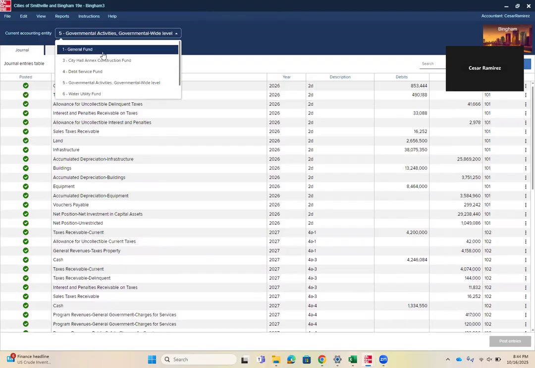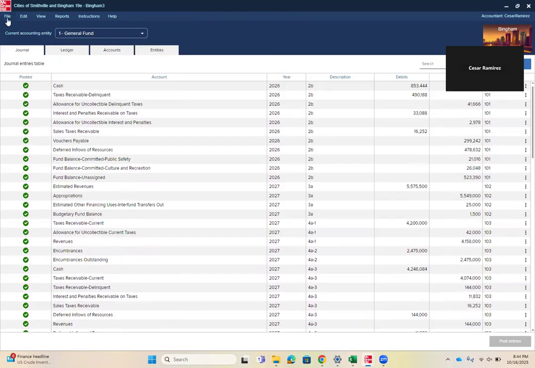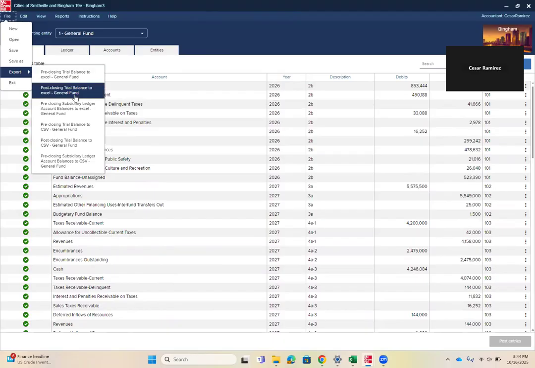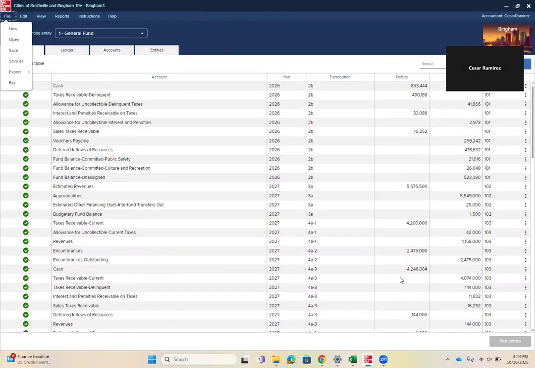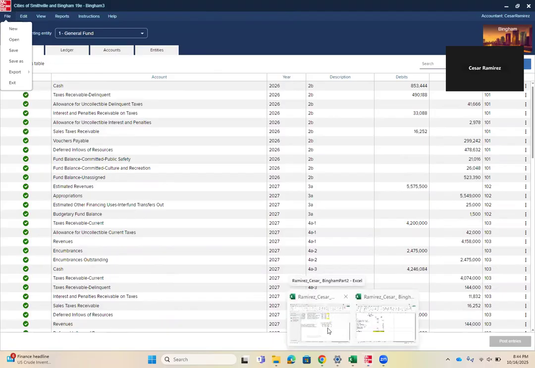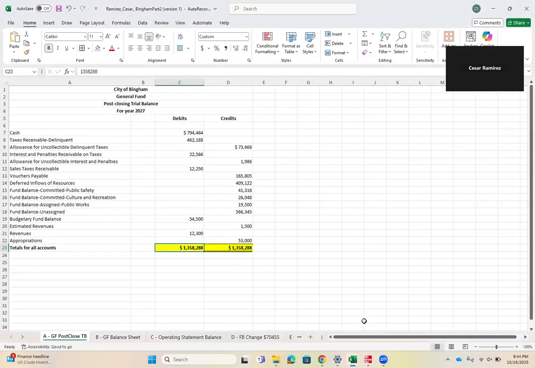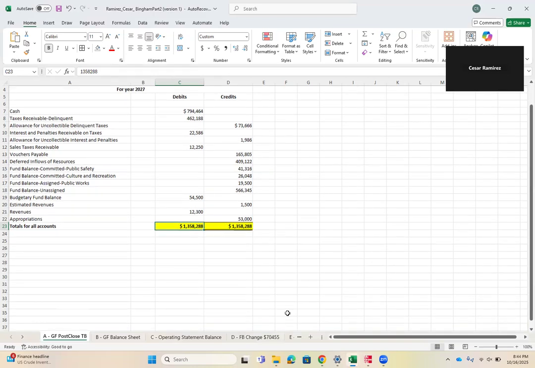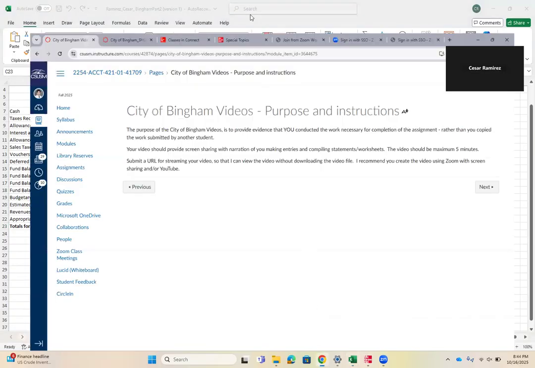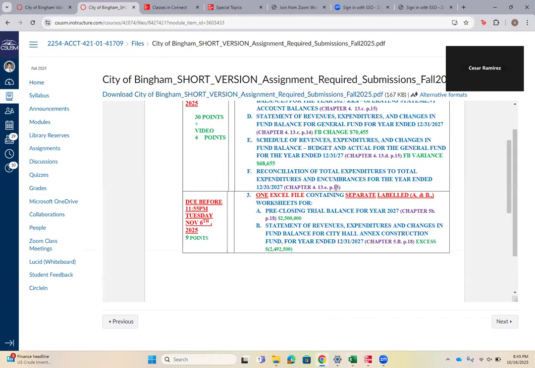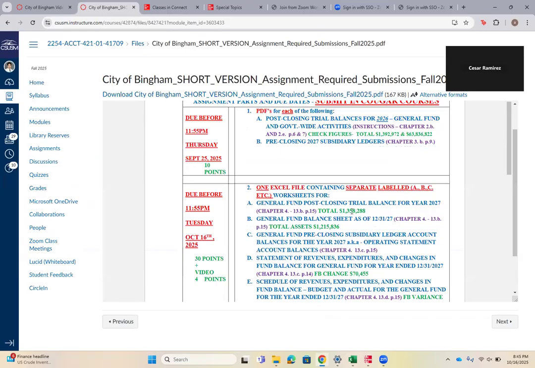And then we exported the files. I'm not going to do it again, but exported the post-closing general fund, which gave us, where's it at? Two copies. This one ties out to what was originally given, the 1352288 or whatever the number is.